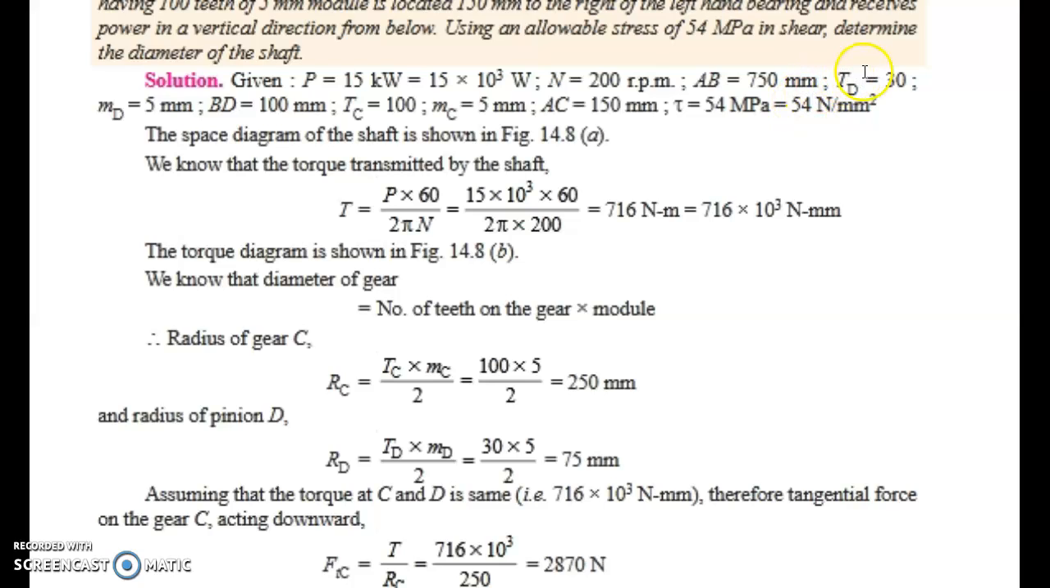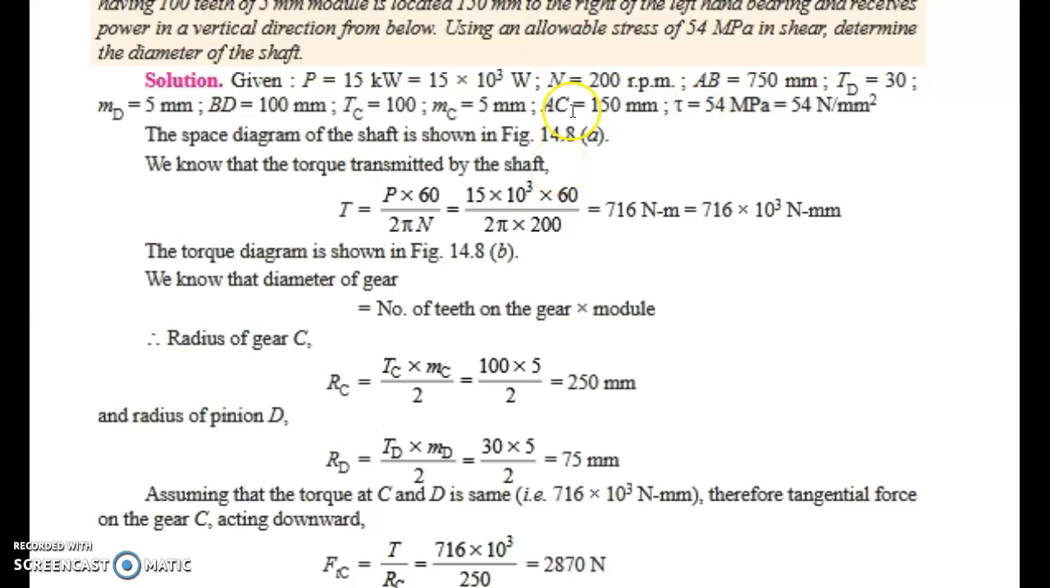TD, the number of teeth on D, is given, that is equal to 30, and the module is given, that is equal to 5. Then BD, the distance between bearing and the gear, is 100 mm. Now the number of teeth on gear C, denoted as TC, is equal to 100. Module of that particular gear is 5. Then AC, that is the distance between the bearing and the gear C, is given, that is equal to 150 mm. Now tau is also given, that is for the final calculation.